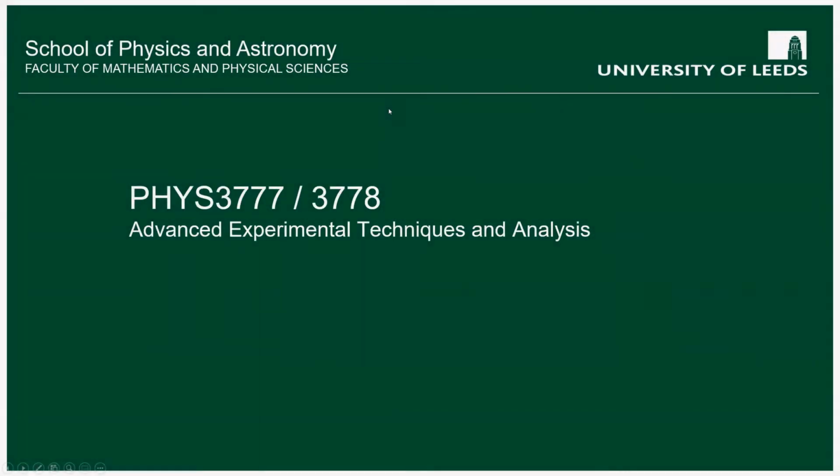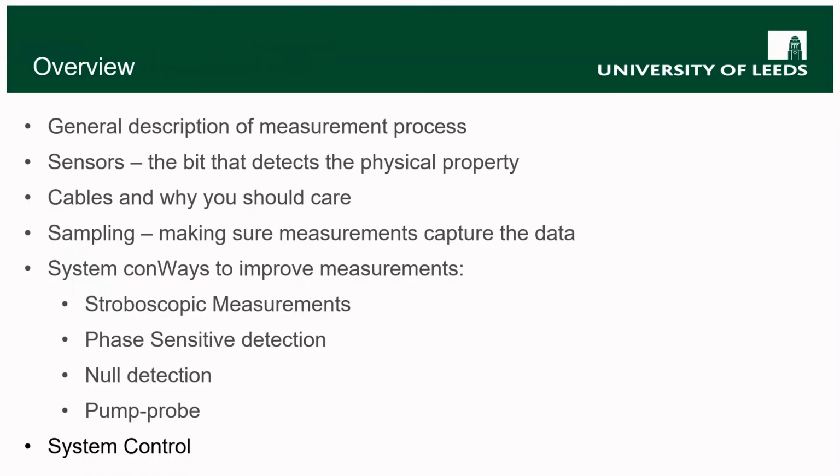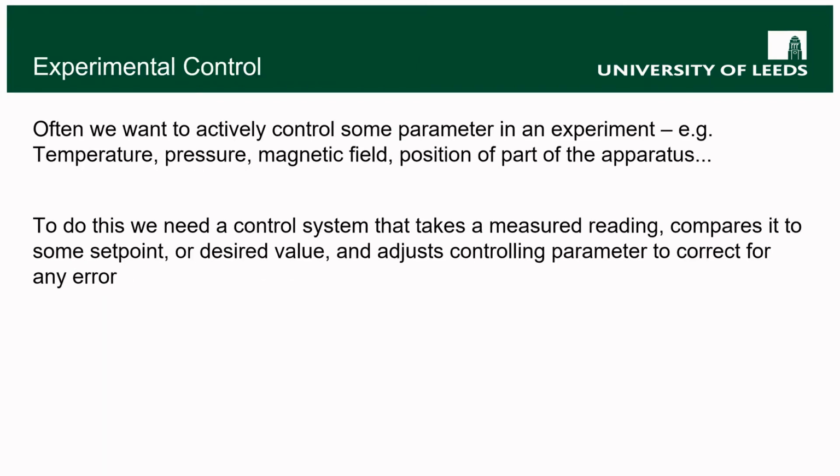So in this part of the lectures on experimental techniques, I want to talk a bit about control of an experiment, or system control. Quite often you want to actively control some kind of parameter in your experiment. That might be a temperature, a pressure, a position, a magnetic field, a variety of different things.